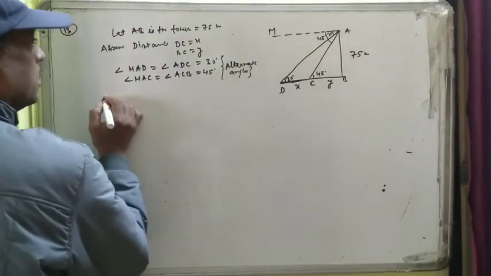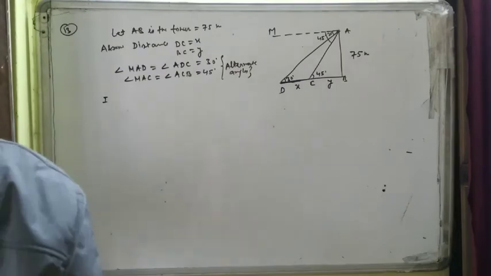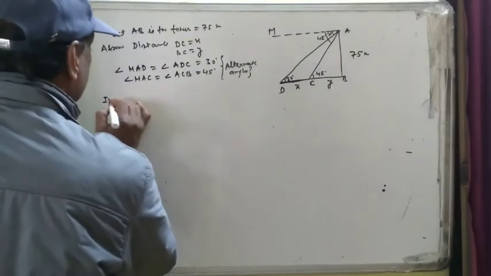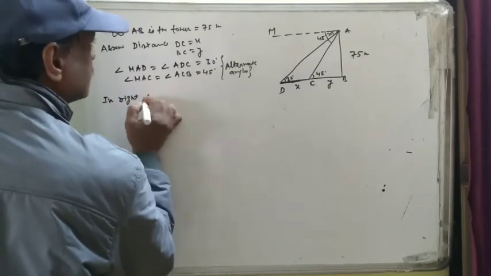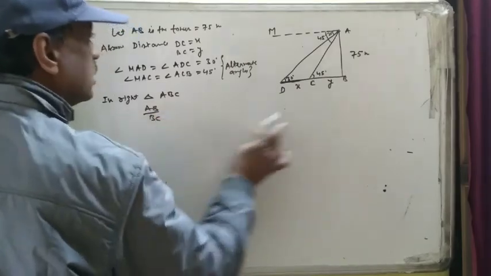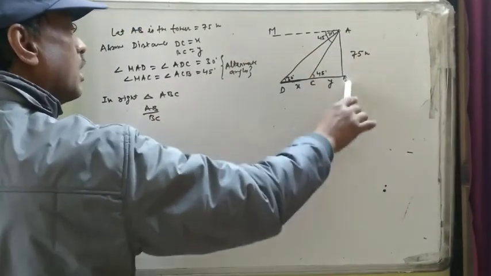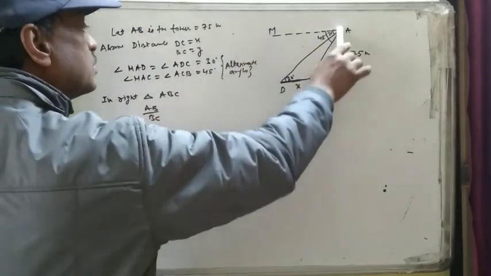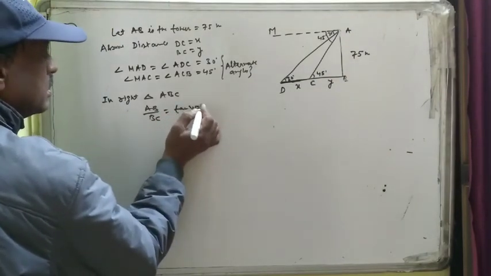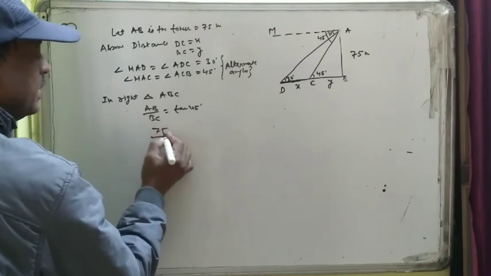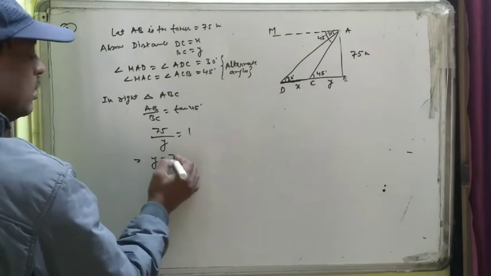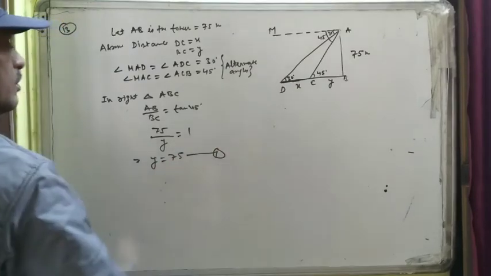Okay. Now in triangles. In right triangle ABC, just write AB by BC. In this triangle, this is the perpendicular, this is the base, so P by B, we will write tan 45 degree. AB is 75, BC is y, and this one is 1. So y equal to 75. This is equation number first.